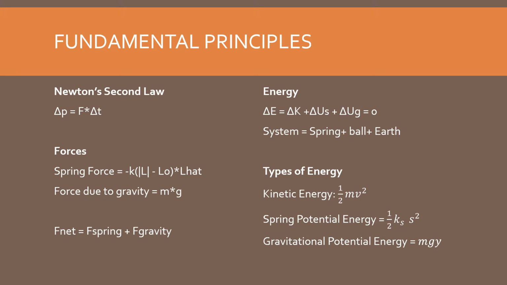In this case, because our system includes all of our environment, which is the spring, ball, and Earth, the energy change is equal to 0, and we can neglect heat. The types of energy, which are the kinetic energy, spring potential energy, and gravitational potential energy, are all added up together to get our total energy. Kinetic energy has to do with motion. Spring potential energy is not constant, so that's where we have to take it into account. And the gravitational potential energy depends on our position in y.